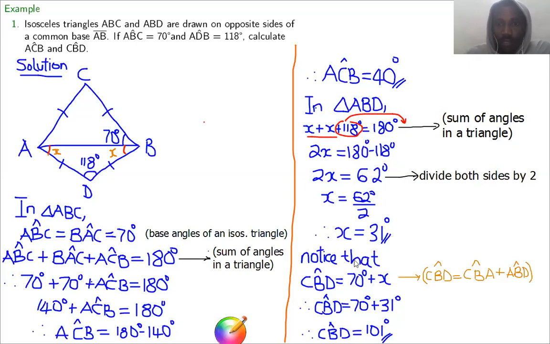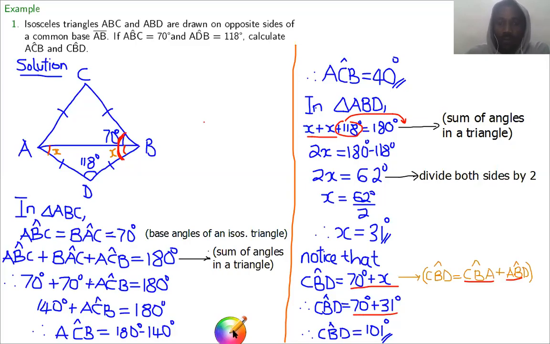Now notice that angle CBD, the whole of this angle CBD, is equal to 70 plus X. That is, angle CBD is equal to angle CBA plus angle ABD. So therefore, CBD is equal to 70 plus 31, because we solved for X as 31. So CBD is 108 degrees. So that is the solution to example 1. I hope this explanation was clear enough.